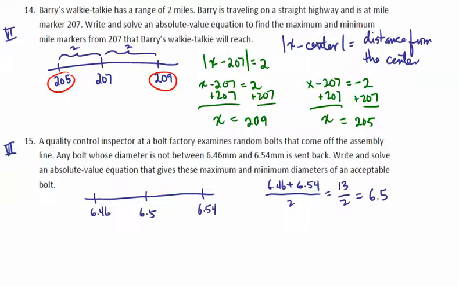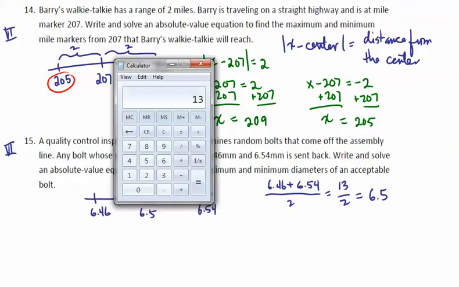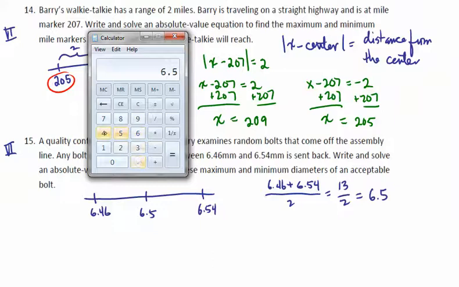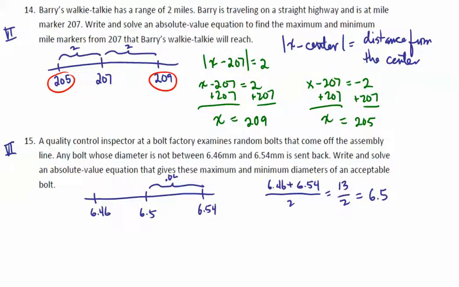Now what we need to figure out is the distance from the center. And we can calculate that as well by doing 6.54 minus 6.5. We get 0.04. We could also do 6.5 minus 6.46. That would give us 0.04 as well. So we know our distance from the center is 0.04, at which point now we can set up the equation, which is absolute value x minus the center is equal to the distance from the center. And we solve it as we did in the previous example, setting up two equations. We should get, if we execute it correctly, 6.46 and 6.54.